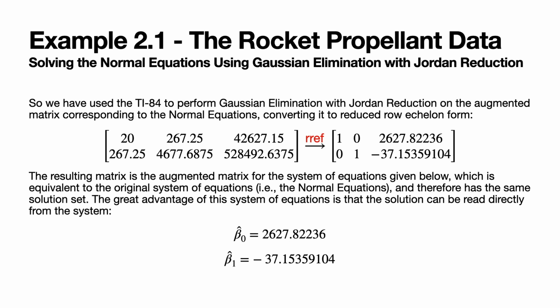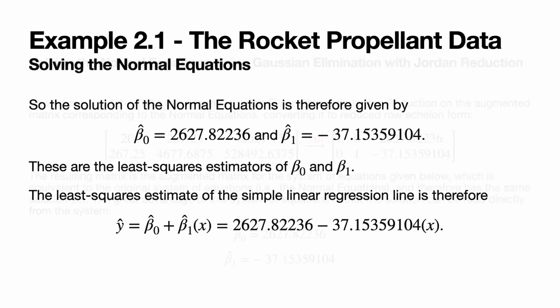augmented matrix. All right, in particular, beta 0 hat is equal to 2627.82236, and beta 1 hat is negative 37.15359104. So we have solved the normal equations on the TI-84 calculator. All right, and so we see that these values for beta 0 hat, beta 1 hat, because they solve the normal equations, are the least squares estimators of beta 0 and beta 1.